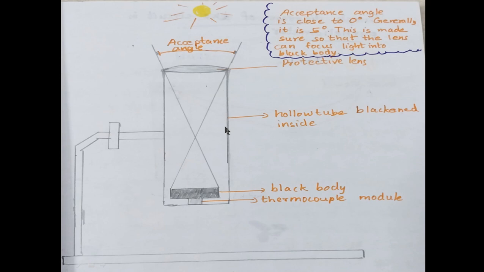Now this is a simple picture of Angstrom's pyrheliometer. Light rays falling within the acceptance angle only are accepted by this pyrheliometer. It consists of a protective lens, a hollow tube blackened inside, a black body, and a thermocouple module. Acceptance angle is close to 0 degrees. Generally, it is 5 degrees. This is made sure so that the lens can focus light into the black body.